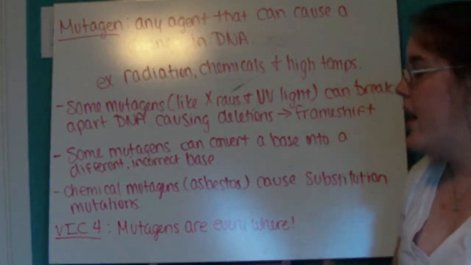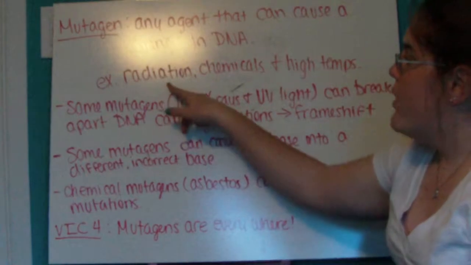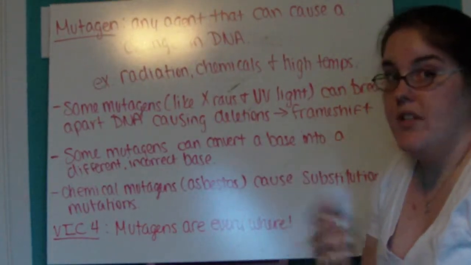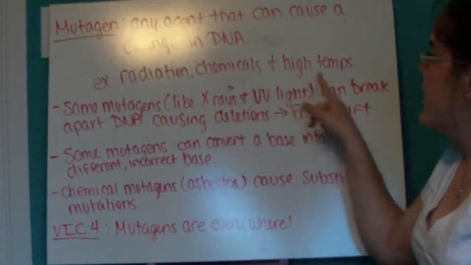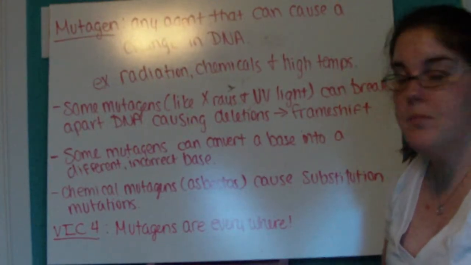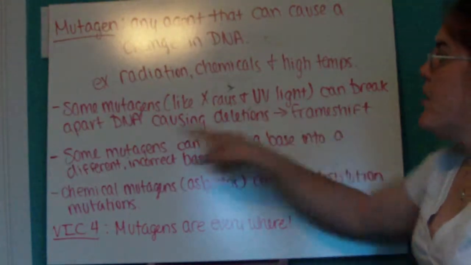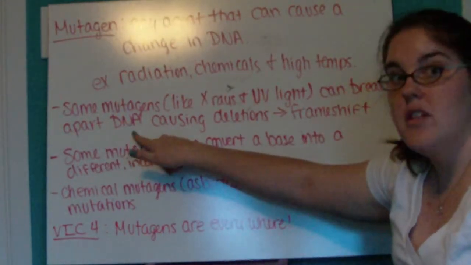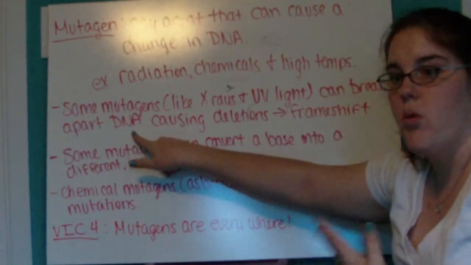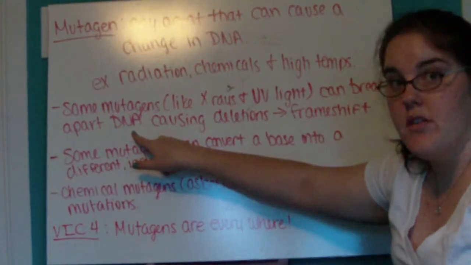And I'm sure that you can probably think of some right off the top of your head. For instance, UV light, any kind of radiation. Gamma radiation is a great example. Chemicals, and even high temperatures, can be a serious problem. Some mutagens, like X-rays and UV light, can break apart DNA. They can actually dissolve or break apart that double helix structure of the DNA.